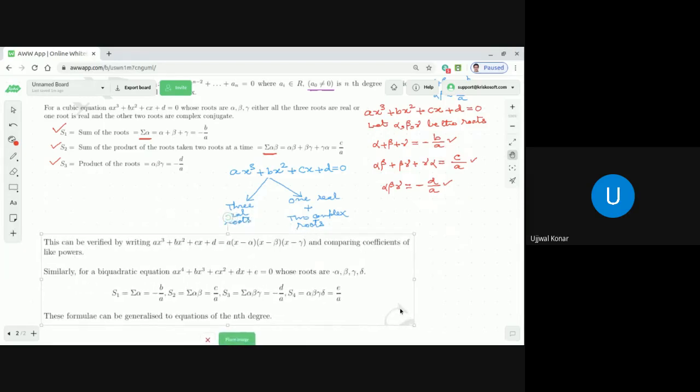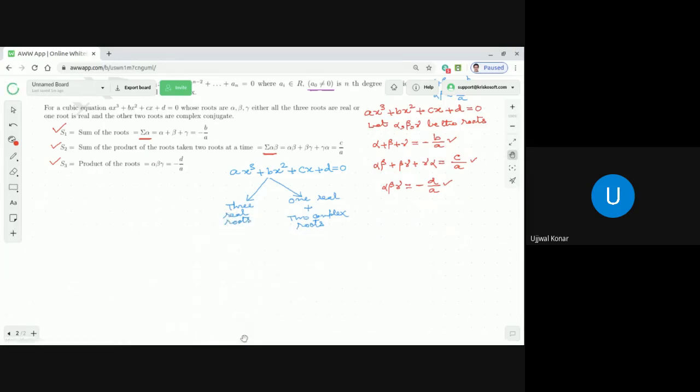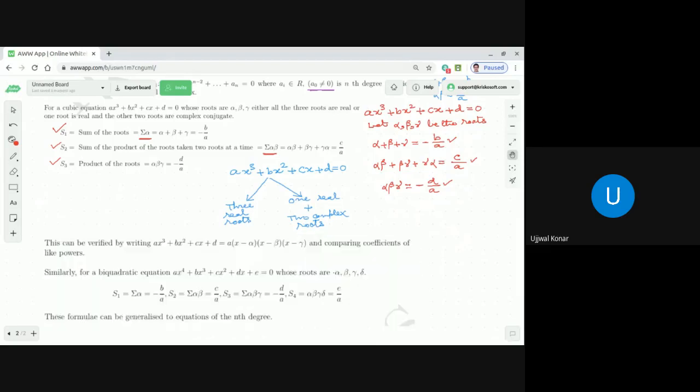As you see, dear students, you can also verify this. If we have our equation ax to the power 4 plus bx cube plus cx square plus dx plus e, note this particular point, and if it has 4 roots alpha, beta, gamma, delta, then what is the summation of alpha? That is alpha plus beta plus gamma plus delta, which is equal to minus b by a.